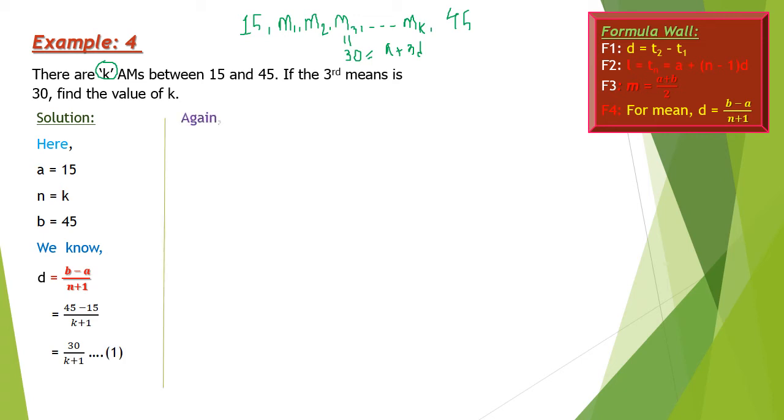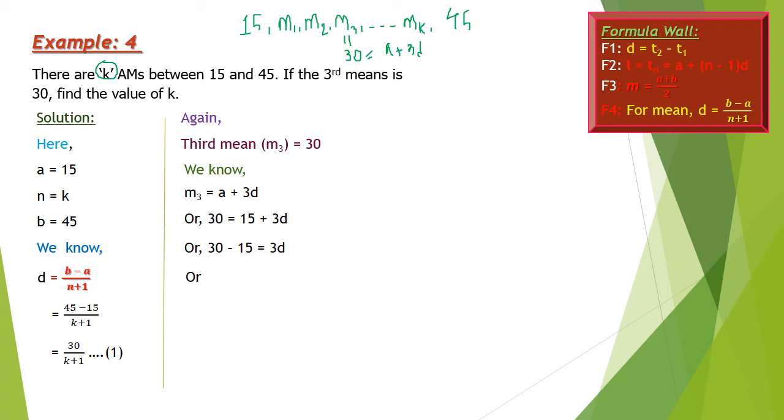Equation 1. Again, third mean m3 is equal to 30. Now we know the formula of the third mean, m3 is equal to a plus 3d. We can replace the value of m3 by 30 and the value of a by 15, plus 3d. Now we can easily find the value of d, or we can find the value of k by substituting the value of d. So 15 is equal to 3d, d is equal to 5.